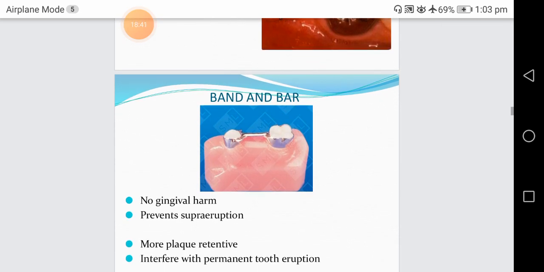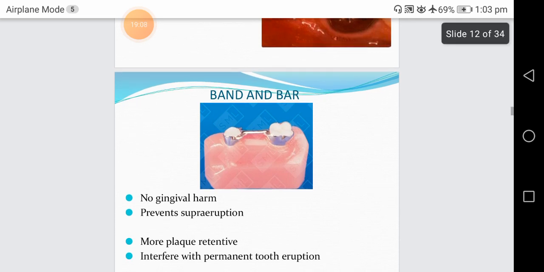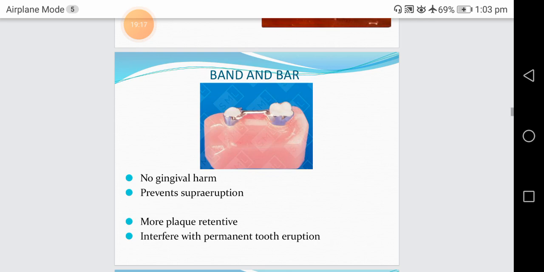Now the last modification is band and bar space maintainer. That means instead of a loop we are giving a bar. Both the teeth, the mesial as well as the distal teeth, are banded, and the bands are connected using a bar. See the picture, we have the edentulous space there. So the advantage is it has no gingival harm and it prevents supraeruption. It is not harming the gingiva like the original band and loop, and it can prevent supraeruption because the bar will act as a contact for the upper teeth.